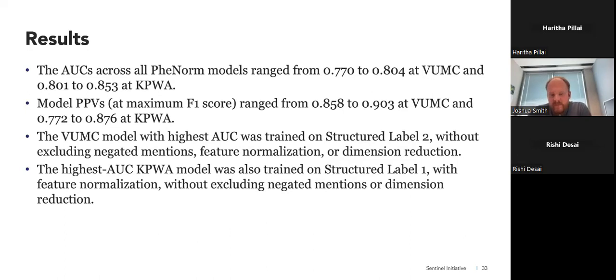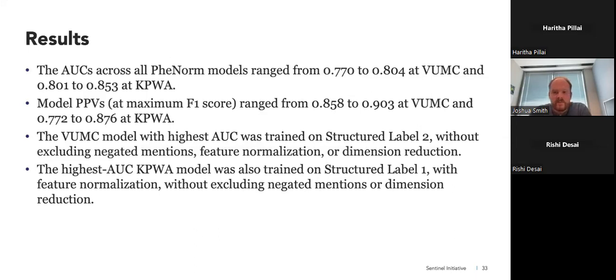The VUMC model with the highest AUC was trained on structured label 2, that is those 6 ICD codes that indicated COVID-19. And it also didn't pay attention to negation or use feature normalization or dimension reduction. The highest AUC KP Washington model was also trained on a structured label, but structured label 1 gave them the best performance. That was just the U07.1 COVID-19 diagnosis code, but with feature normalization and ignoring negated mentions and dimension reduction.